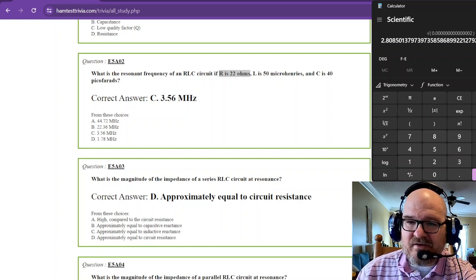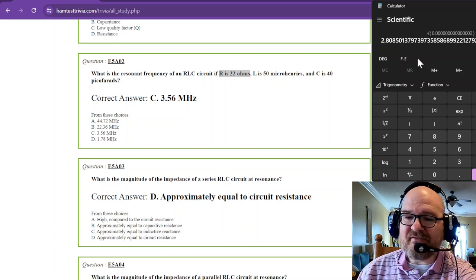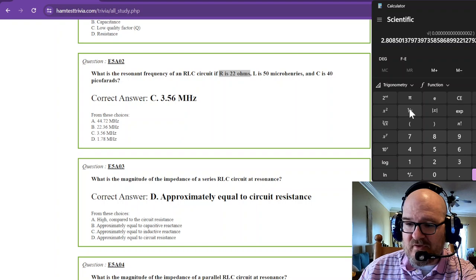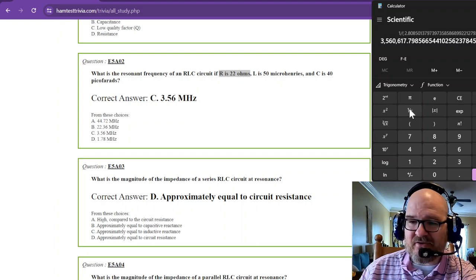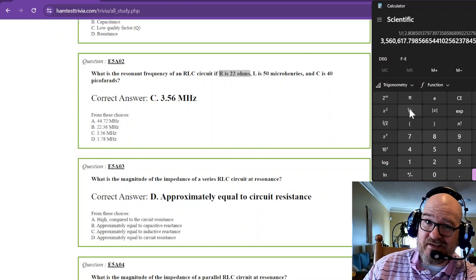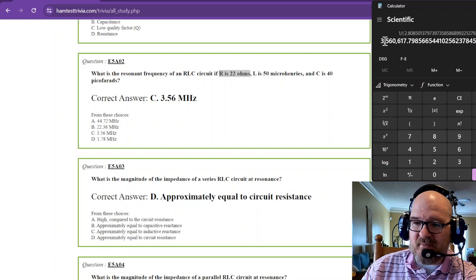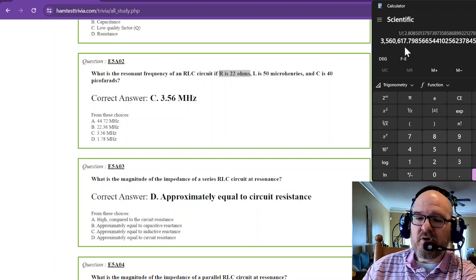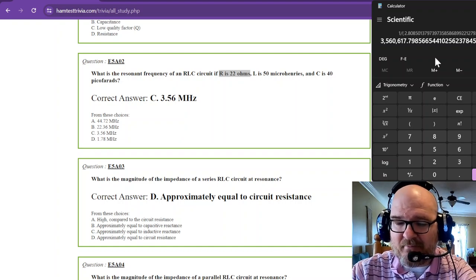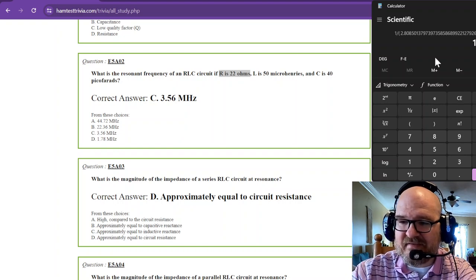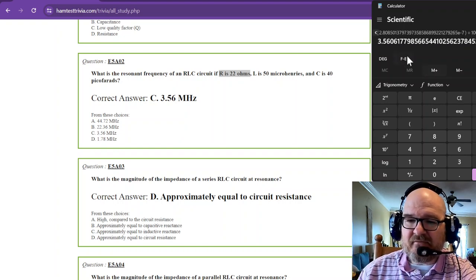And then you have to take the reciprocal. So 1 divided by 2.8 times 10 to the negative 7. Well, there's a reciprocal button on most of your scientific calculators. You can't use your cell phone on the test, I'm sorry, but you can use a scientific calculator. That gives us 3,560,617 hertz. Now, if you want to convert that to megahertz, you divide by 1 times 10 to the 6, that is a million. Now you have 3.56 megahertz. There's your answer.